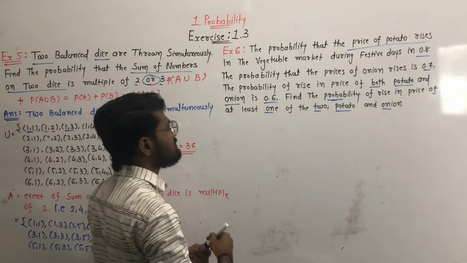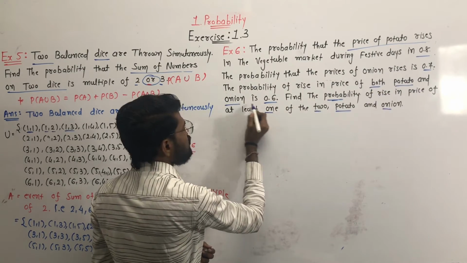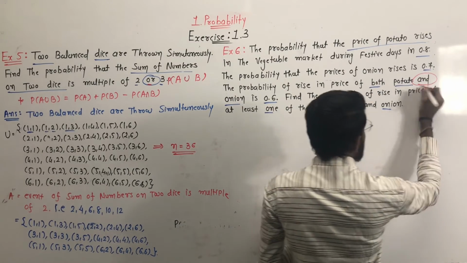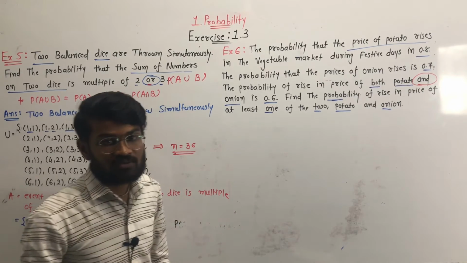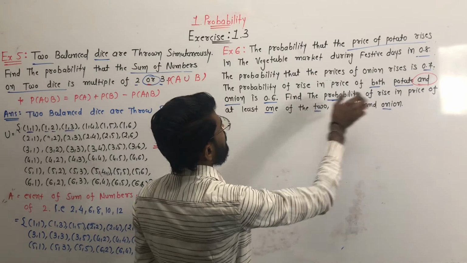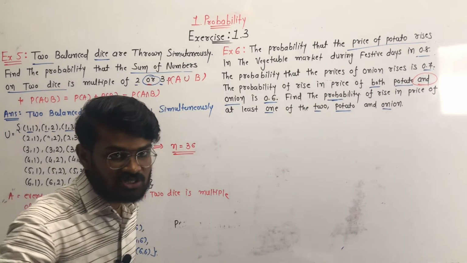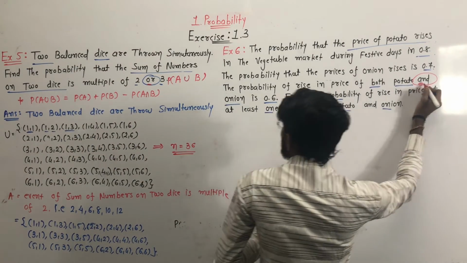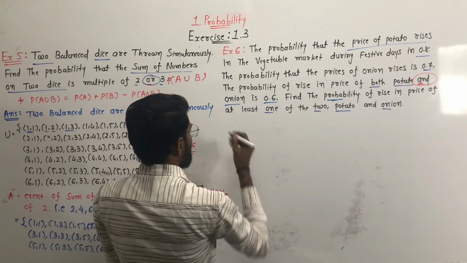And here we can see that the probability of the rise in price of both the potato and onion is also given. Yes, it means the intersection of event A and B. This is the probability of P of A, this is the probability of P of B, and this is the probability of the intersection of event A and B. Why? Because there is a potato and onion. Clear? So write it.